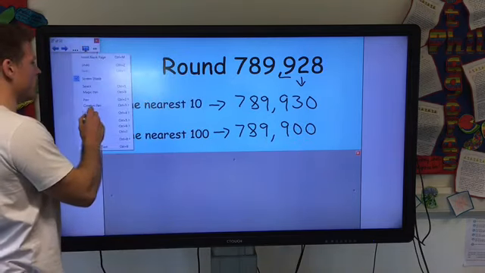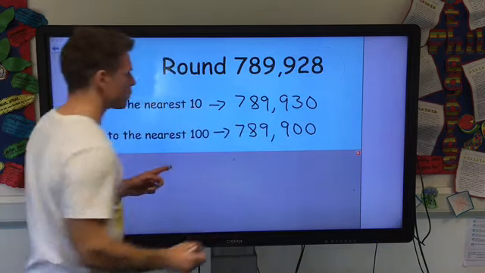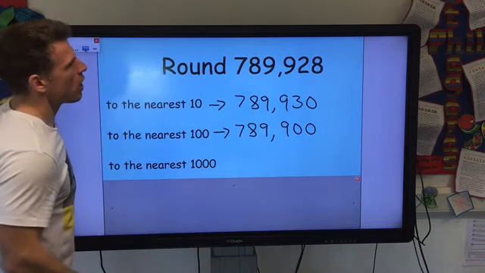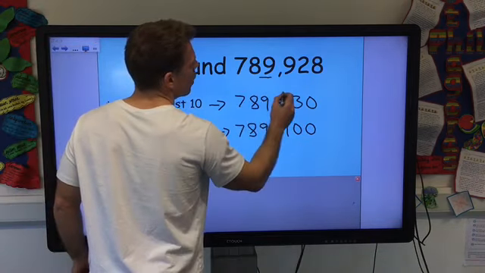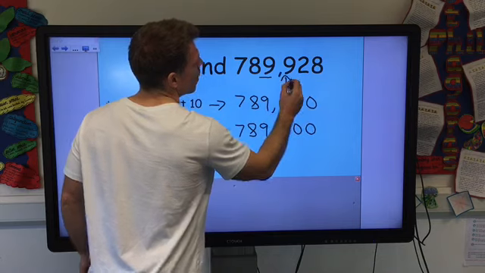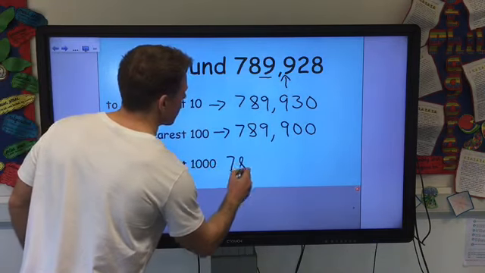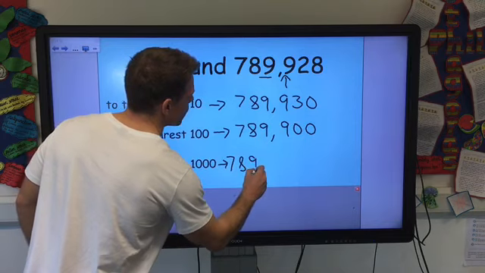Cool. Let's have a look at the next one. So I'm now rounding to the nearest 1,000. So here's our thousands column, and the one after it is a 5 or above. So I'm going to round it up. So it's going to be 789,000.